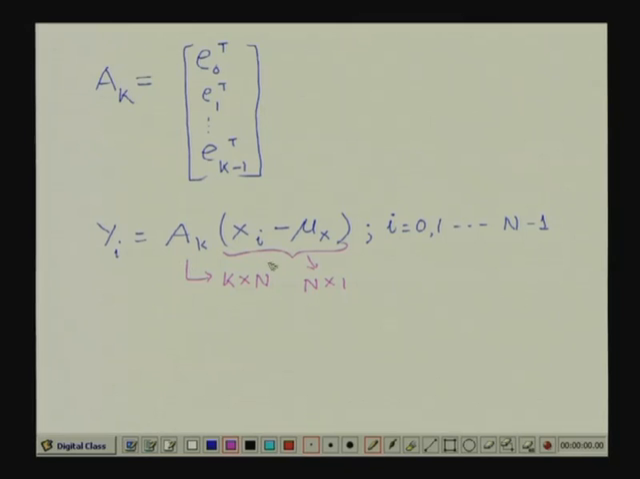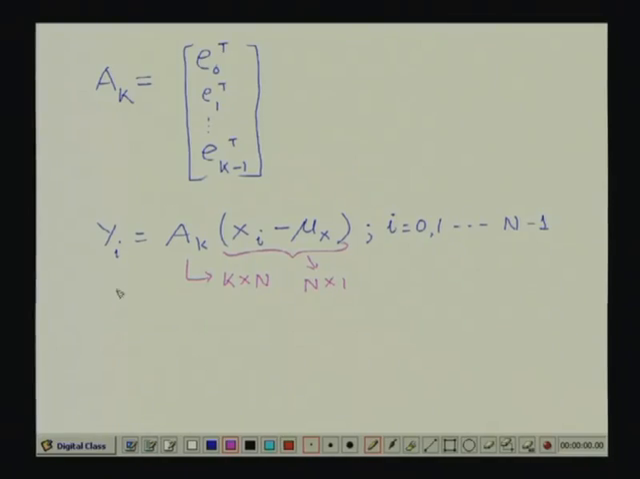So, when I perform this transformation AK into xi minus mu x, this leads to a transformed vector yi, where yi will be of dimension k by 1. So, this is the dimensionality of yi. That means, using this transformation with the transformation matrix AK, we are getting the transformed vector yi of dimension k.